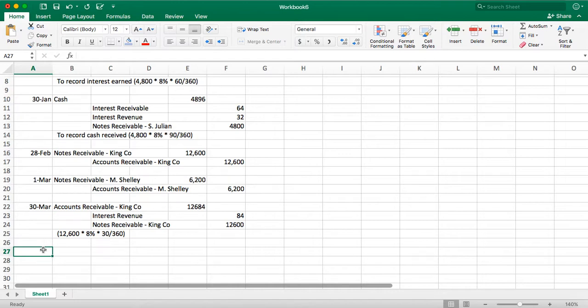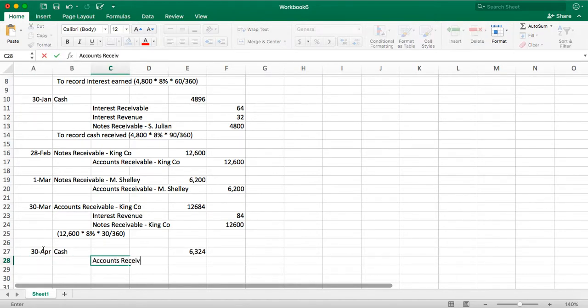Goes back into accounts receivable. And then I think you'll see later on we'll write it off to the allowance account. I think that's right. So we'll keep going, but that should be what happens. On April 30th, we received payment of principal plus interest from M. Shelley for the March 1 note, because that was a 60-day note. So we have cash received of $6,324. The accounts receivable is paid in full.